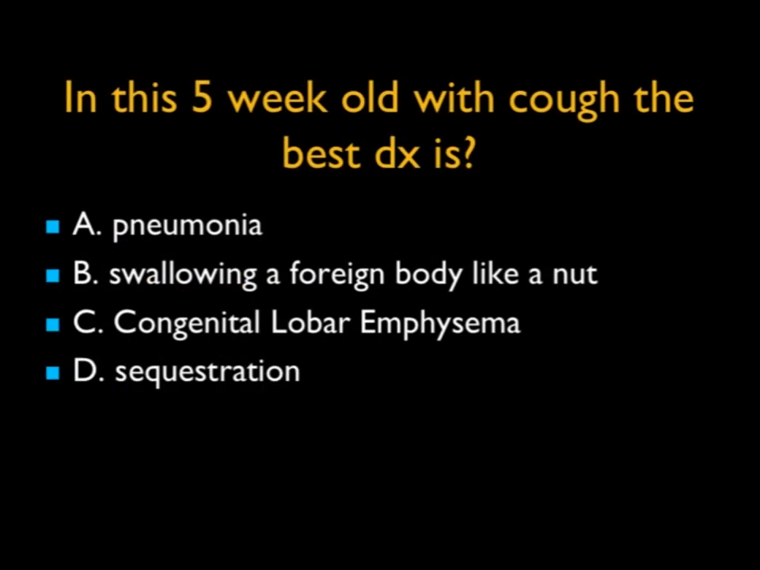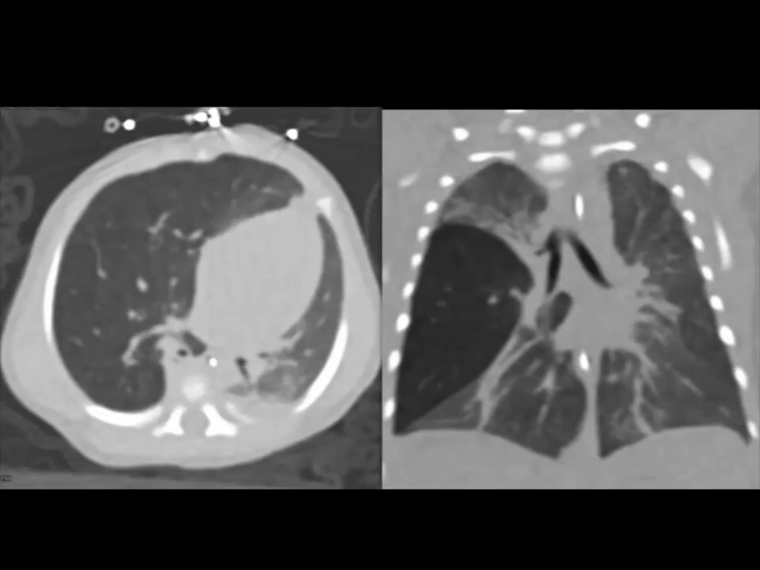5-week-old, what's the best diagnosis? Well, you see the expansion of the right lung and loss of volume or displacement of the heart into the left side. And you really, when you look at the coronal, you can see this mass effect on the right. It's a large air-containing structure. It's not pneumonia, and I don't see a foreign body. You can have foreign bodies causing obstruction, but then it's collapse. Sequestration is collapse and posterior, usually on the left basilar zone posteriorly.